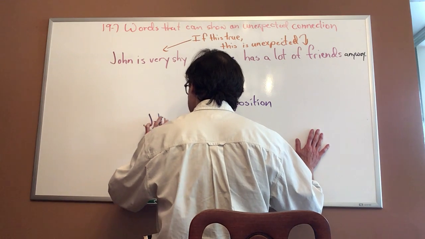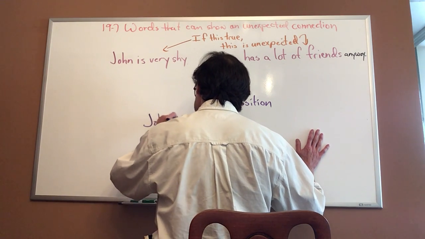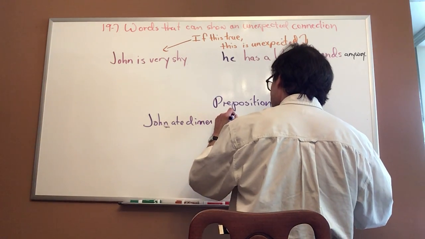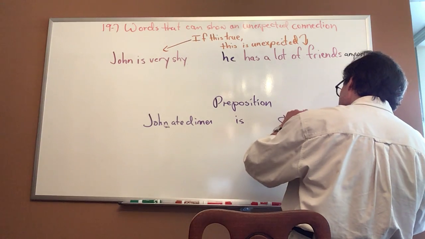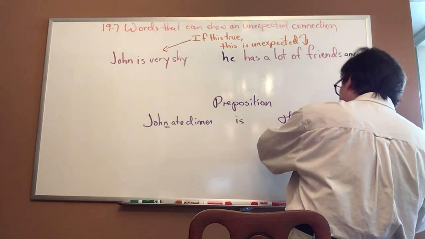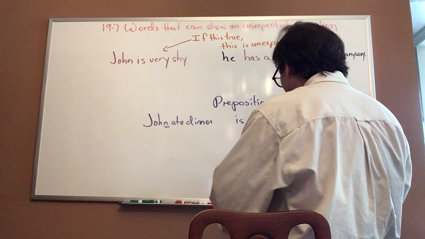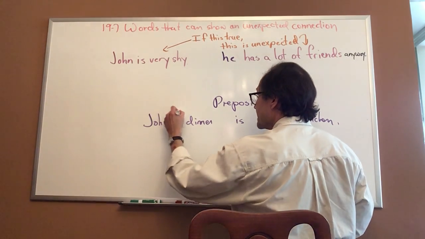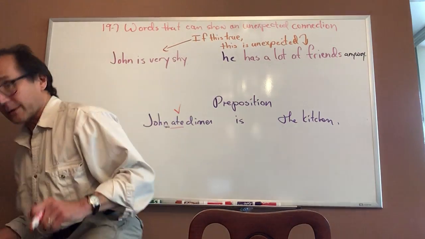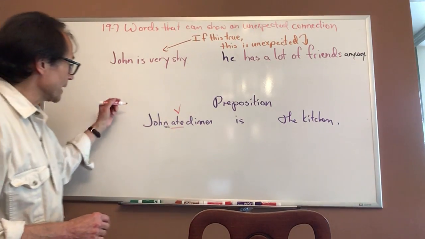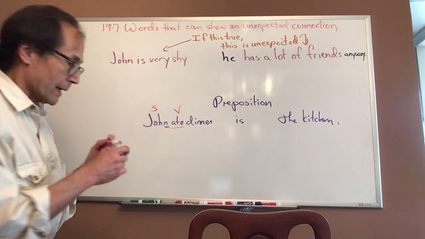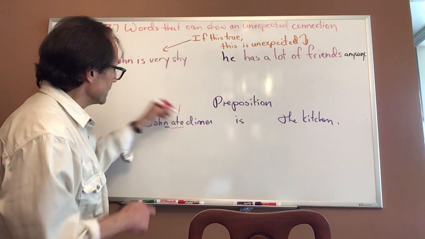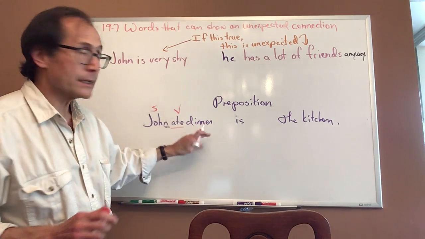John ate dinner, and then in the kitchen. So here I look at this sentence and I say, oh, what's the verb in this sentence? Okay, so it's ate. John ate dinner. Now, what's the subject? It's John. And if you took 110C, then you know that dinner, also a noun, is the object.